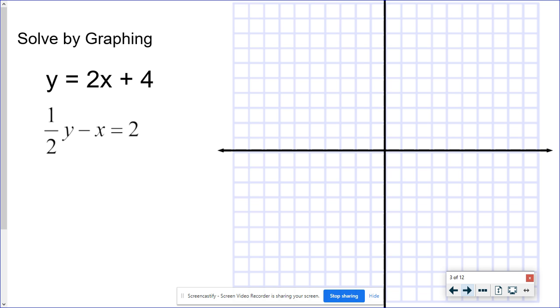For this problem, my first equation begins at positive 4, and I have a 2 or 2 over 1 slope. So up 2 over 1, it's going to be a positive slope. I can also go down 2, which is negative, and left 1, which is negative, which gives me a positive slope as well.